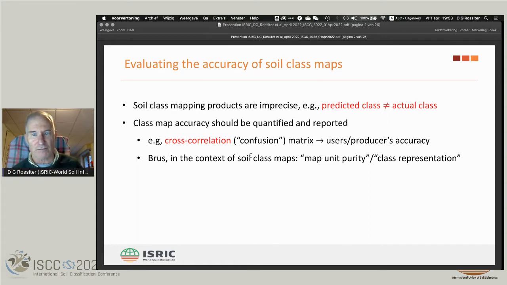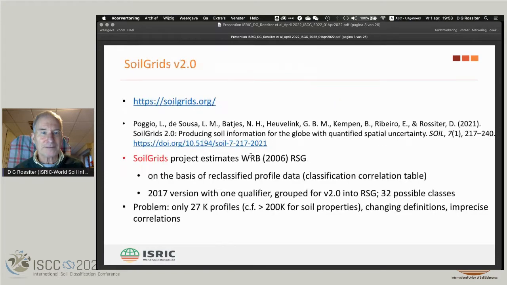or what they call a confusion matrix, and we get the users' or producers' accuracy, which Dick Bruce calls, I think, very nicely, the map unit purity from the user's point of view, or the class representation from the producer's point of view. So this is a standard thing we do.